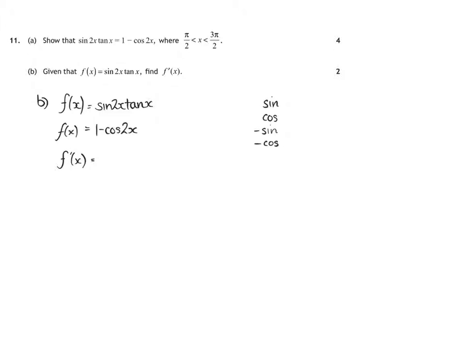So what happens is 1 when we differentiate goes to nothing, minus cos goes to sine, our 2x stays as 2x, and we have to multiply it by 2. So our final answer for f dash of x is 2 sine 2x. And that is us for paper 2.